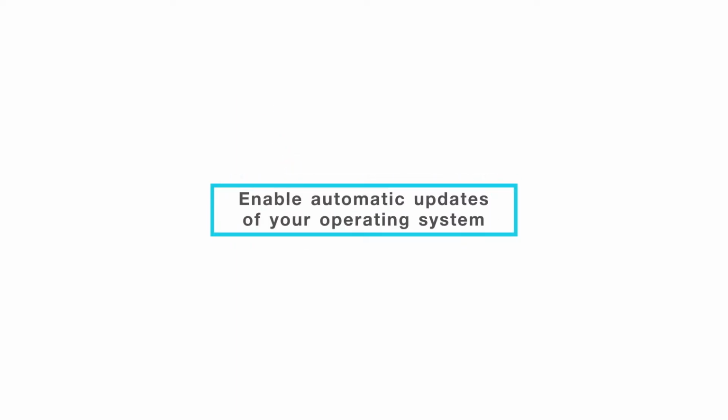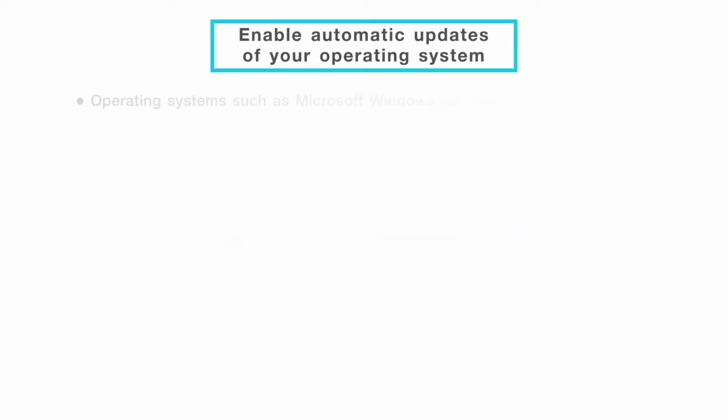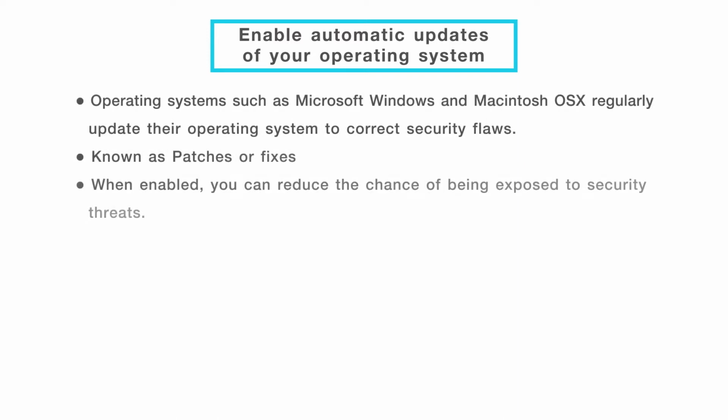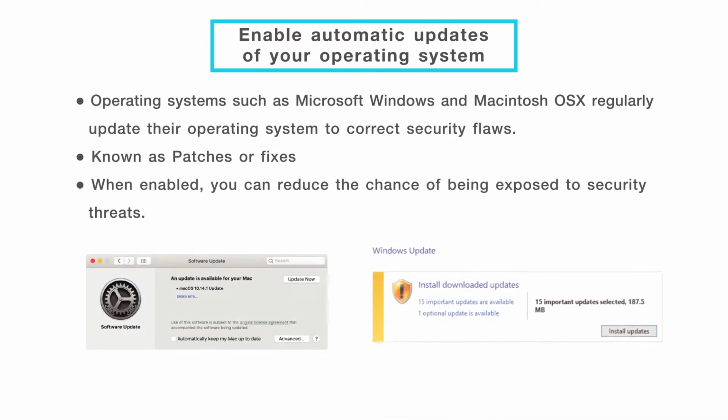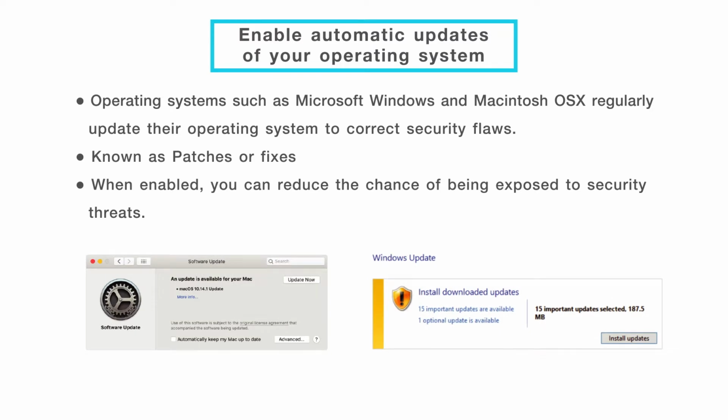Enable automatic updates of your operating system. Installing software patches on your computer is one of the best practices recommended because attackers take advantage of known vulnerabilities. Consider enabling automatic updates when available. Operating systems such as Microsoft Windows and Mac OS regularly update to correct security flaws. These corrections are known as patches or fixes. When you enable the automatic installation of the fixes, you reduce the chance of being exposed to security threats.